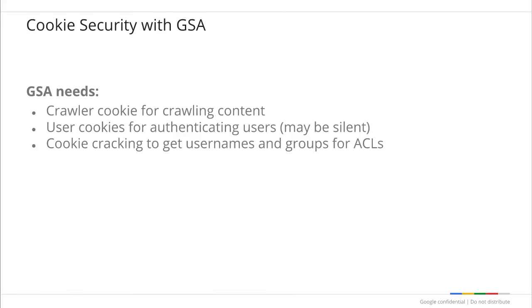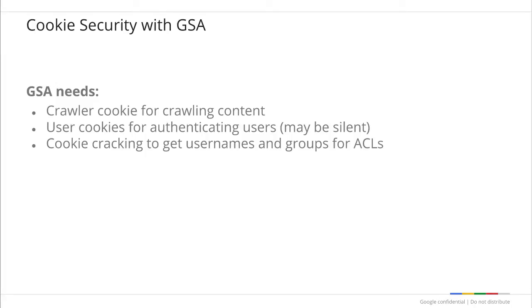When we use the GSA with systems that use cookies for security, we'll have to configure Secure Crawl and Secure Serve. For Secure Crawl, we can give the GSA a set of credentials it can use to request a cookie, just like a user would do. For Secure Serve, the GSA will need to be able to force the user to authenticate using the login form, and to use that user's cookie to authorize individual results.